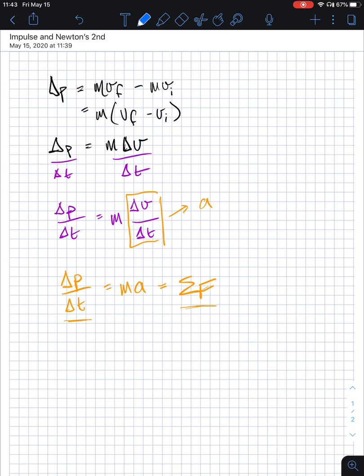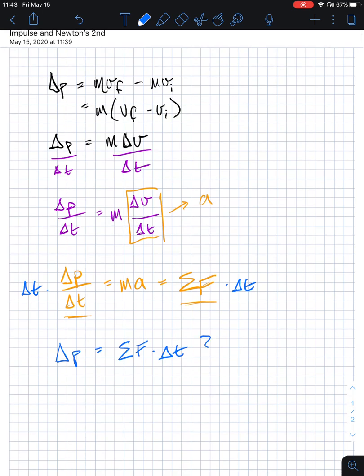And then the last mathematical transformation we can do here is multiply both sides by the change in time. And what we get is that the change in momentum of an object is equal to the sum of the forces on that object times the amount of time that goes by. And this quantity, an object's change in momentum or the sum of the forces on an object times the amount of time that goes by, is called impulse.